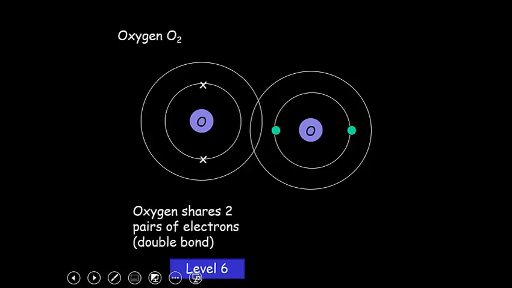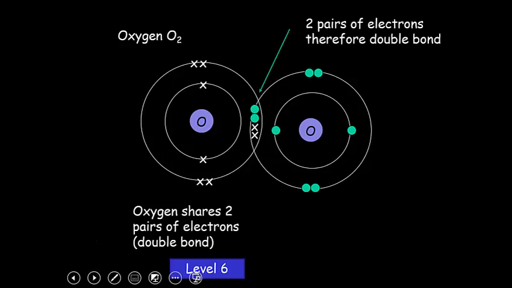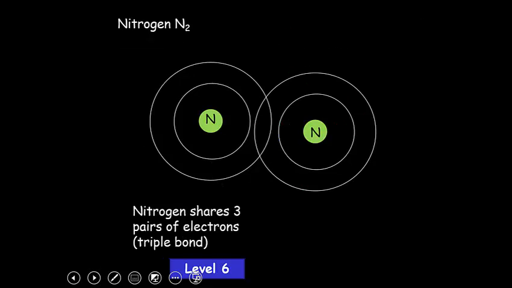Okay, moving on. Slightly trickier one, oxygen. It's got 2 gaps in its outer shell, so 2 pairs of electrons get shared, so that each oxygen thinks it's got a full 8. Okay, if we have a look at nitrogen, each nitrogen has 3 gaps in its outer shell, so they need to make a triple bond, sharing 3 electrons.